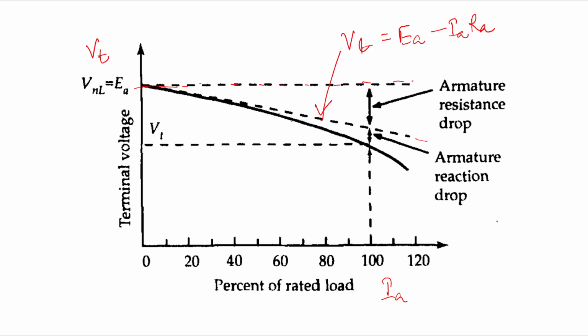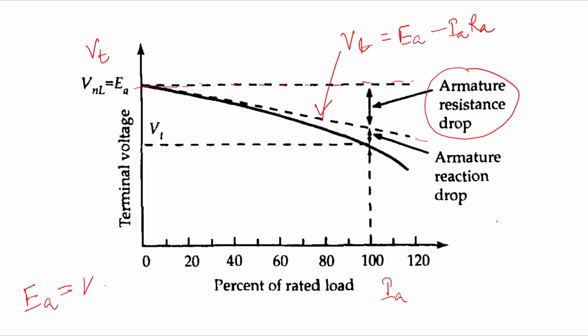Now, why is this curved line coming into the picture? Obviously this gap is the armature resistance drop, and as the load current increases, it will also increase, right? But why is this curved line coming? It is because of the armature reaction. When the armature reaction is present and not counteracted properly, your characteristic will become non-linear. It will not remain linear as we are seeing here, Vt equal to Ea minus Ia Ra. Why will it become non-linear?